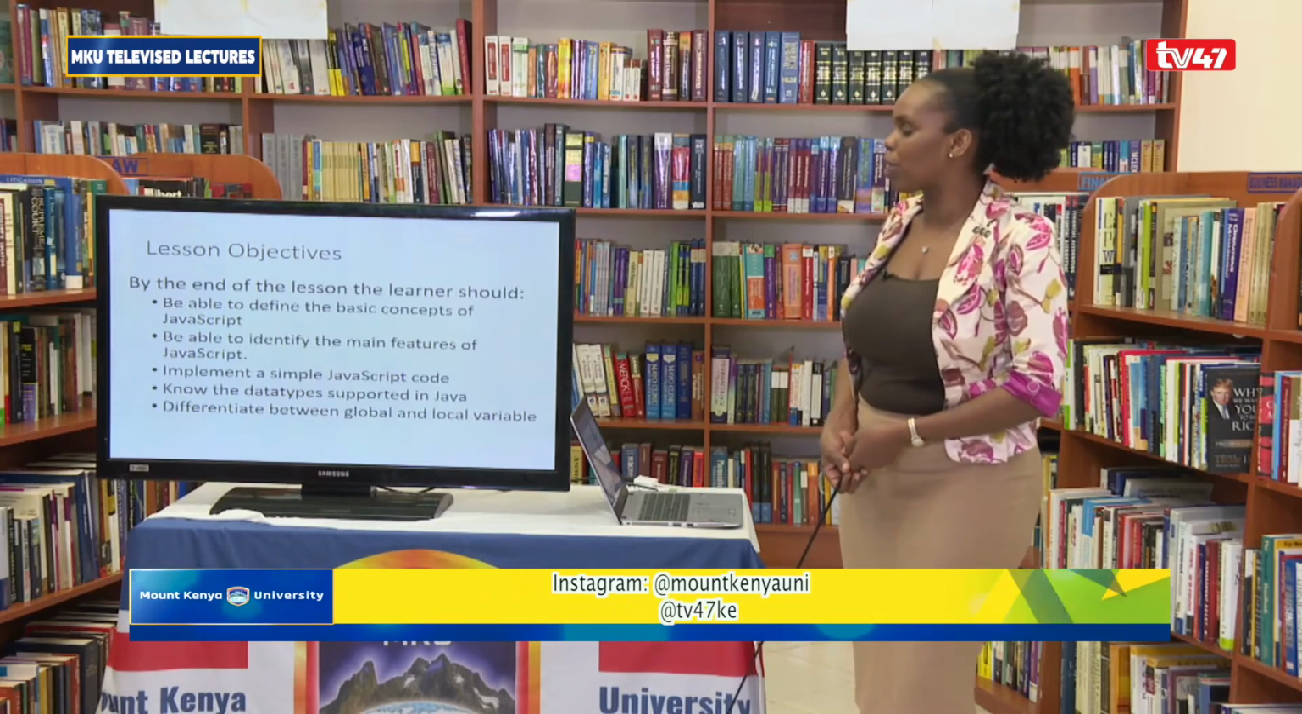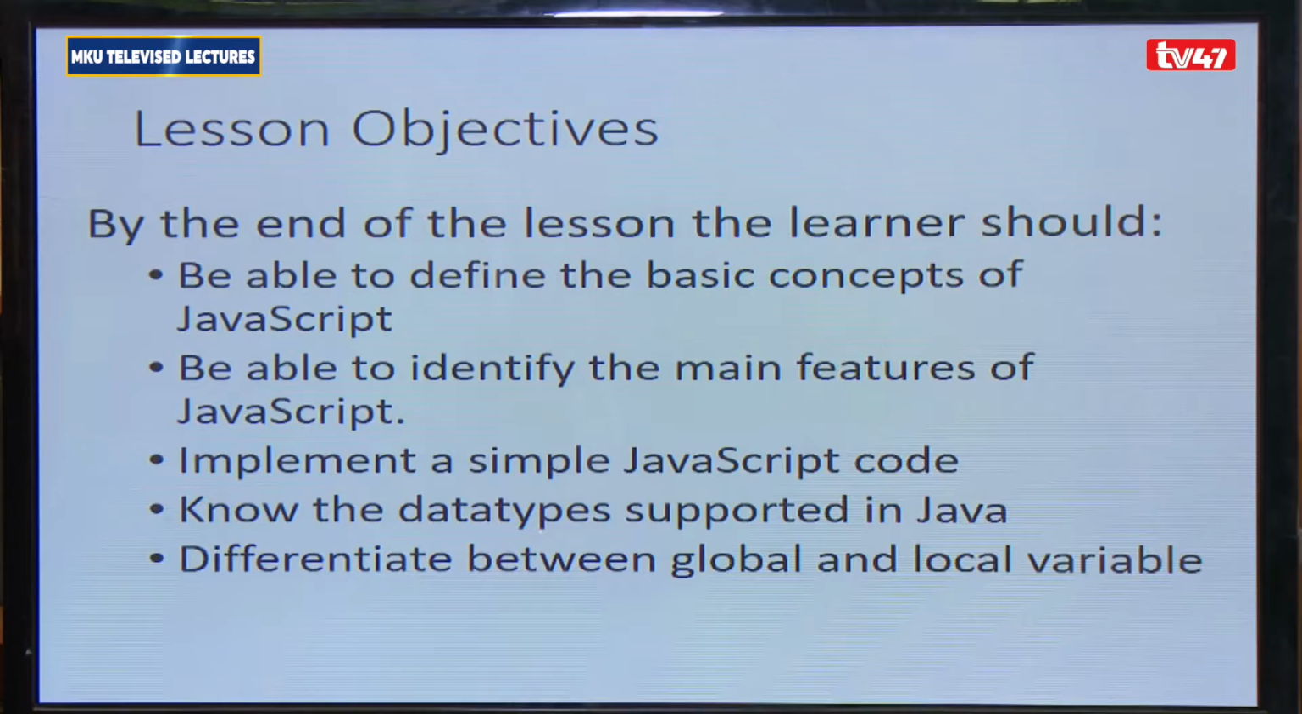Now, our lesson objectives for today are, by the end of the lesson, the learner should be able to define the basic concepts of JavaScript. You should also be able to identify the main features of JavaScript. You should be able to implement a simple JavaScript code. And then the learner should also know the data types that are supported in JavaScript. Then differentiate between the global and the local variables that are supported in JavaScript.